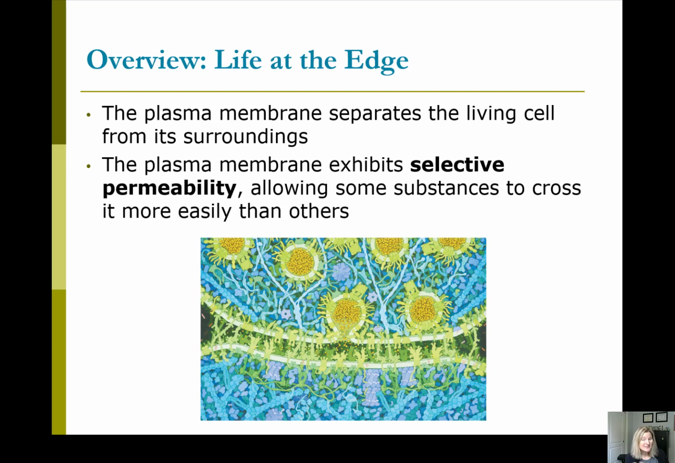And because it's this barrier, the cell still needs to have certain things come in and certain things come out, but we only want specific things coming in. We don't want everything flooding in there at the same time. We don't want to open the gates and allow everybody in. So it exhibits what we call selective permeability. So that means that some substances can cross more easily than others.